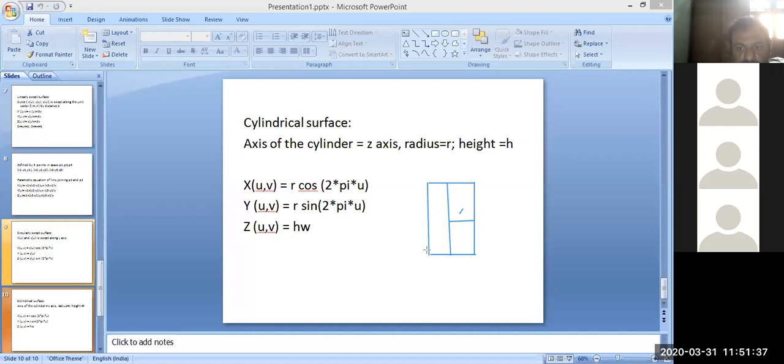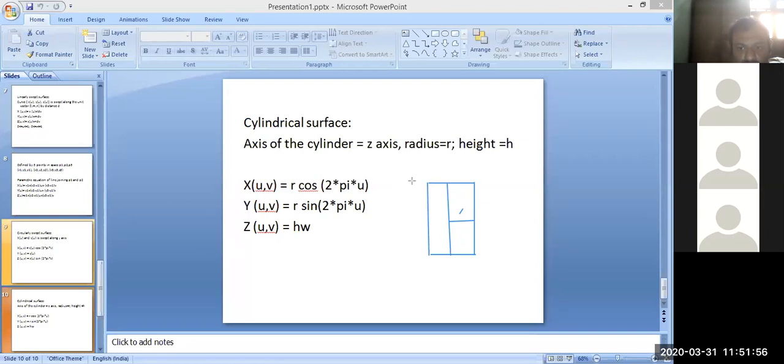This is the x-axis and the y-axis in the opposite direction. This is the z-axis, with radius R and height h. This is the height. Okay, height is along the z-axis, forming along the z-axis.